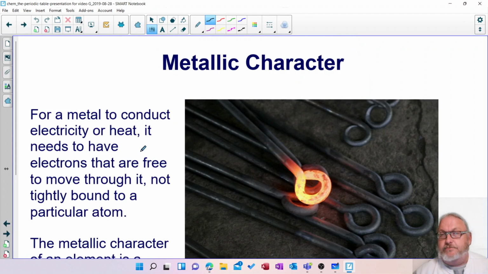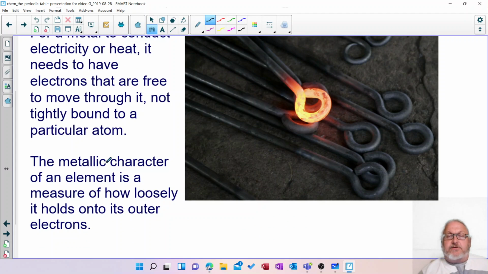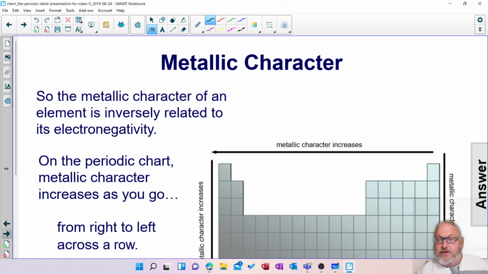Okay, so let's think about some characteristics of a metal. We know what metals are. We've played with them, so on and so forth. For a metal to conduct electricity or heat, and we know metals do, it's got to have electrons that are free to move about and not tightly bound to a particular atom. So the metallic character of an element is a measure of how loosely it holds on to its outer electrons. What are we going to be talking about? Oh, Coulomb's law.